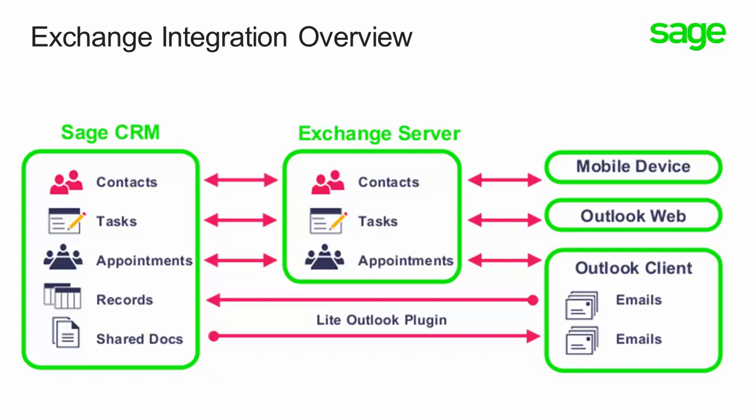If you are using the Outlook client, there is an additional Outlook Lite plugin that can be installed on the client machine to allow users to add contacts to Sage CRM from the Outlook client, so driving down from Outlook to Sage CRM. We can also take single emails within Outlook and save those into Sage CRM, and access Sage CRM documents inside Outlook as well. So these are all different aspects of the integration.